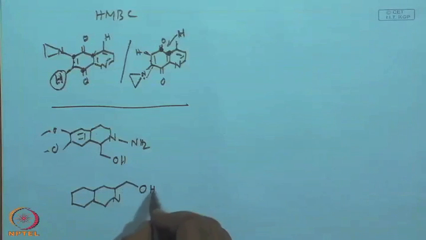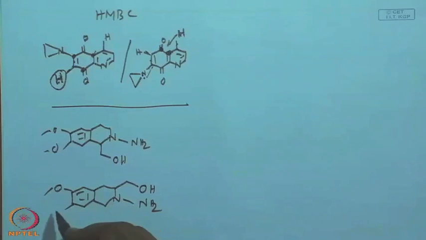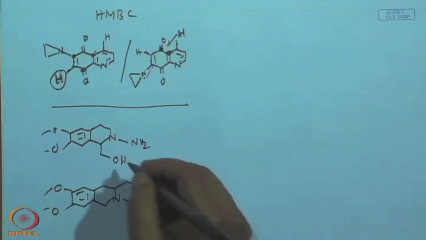This is OH and NH2, and OMe and OMe, right. So, how do you distinguish? Tetrahydroisoquinoline. Alpha hydrogen to nitrogen. Tetrahydroisoquinoline. So, how do you do?